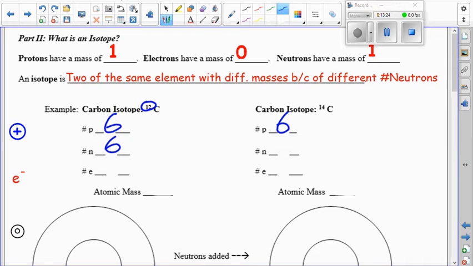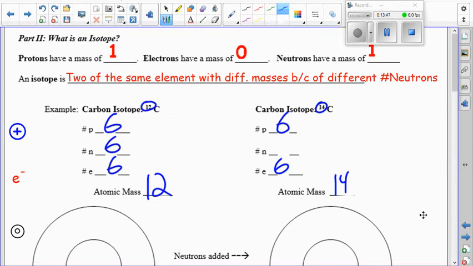So we have 6 protons. We have how many electrons? You got it. Okay. Of course, that atomic mass is 12. Now over here, this has an atomic mass of 14. So Isabel, will that affect the number of electrons at all? No, because electrons don't really have a mass, and they only affect charge, and the charge hasn't changed, so we're good there. So what does change?